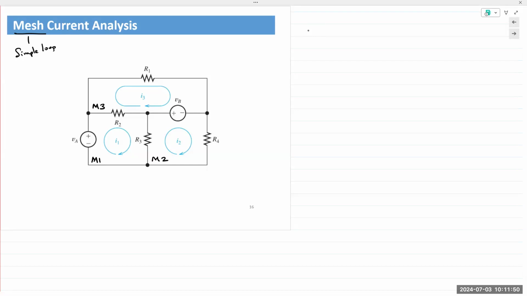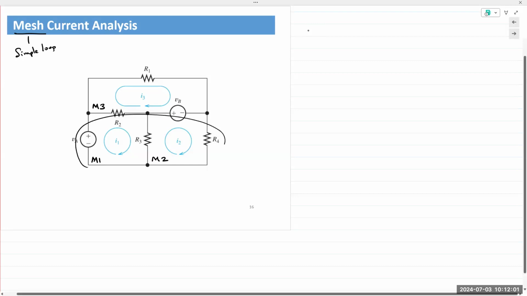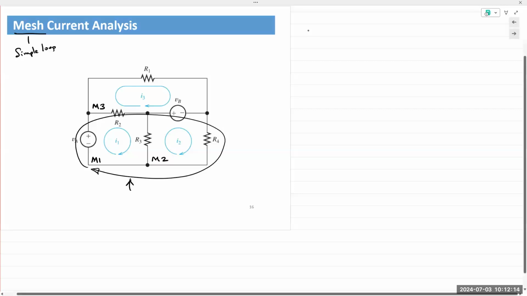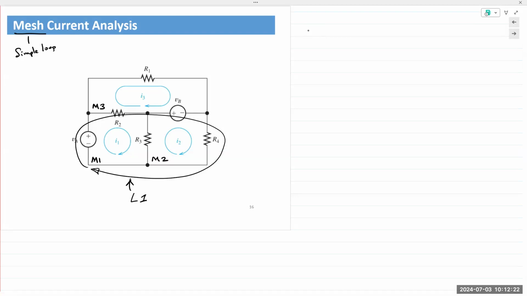And just as a refresher, each of these meshes is an electrical loop, but there are various other loops in it. If you combine mesh 1 and mesh 2, that is an electrical loop. A combined loop like M1 and M2 contains M1 and M2 inside it. And so this loop right here, let's call it L1. L1 is not a mesh because it contains other loops inside it. Okay, L1 contains M1 and M2, so it is not a simple loop.